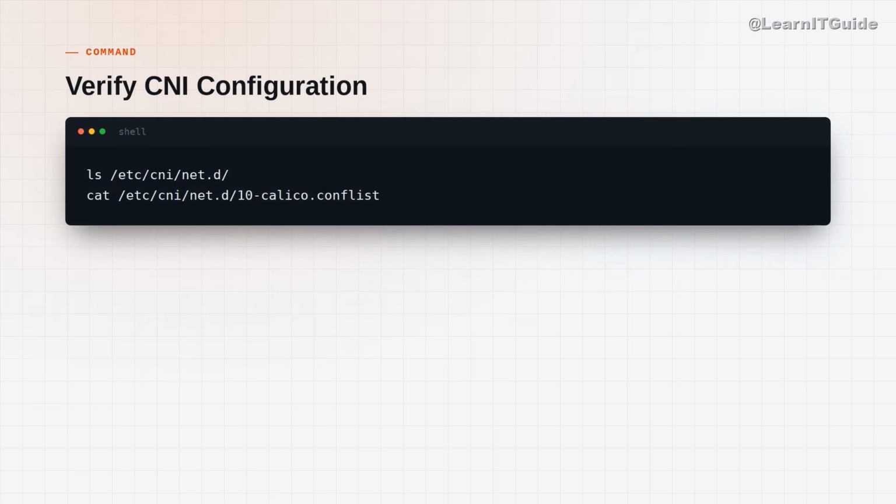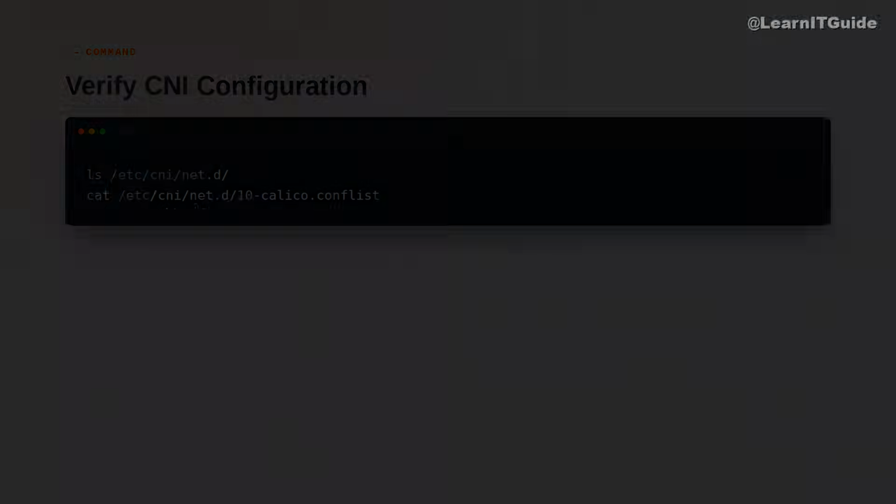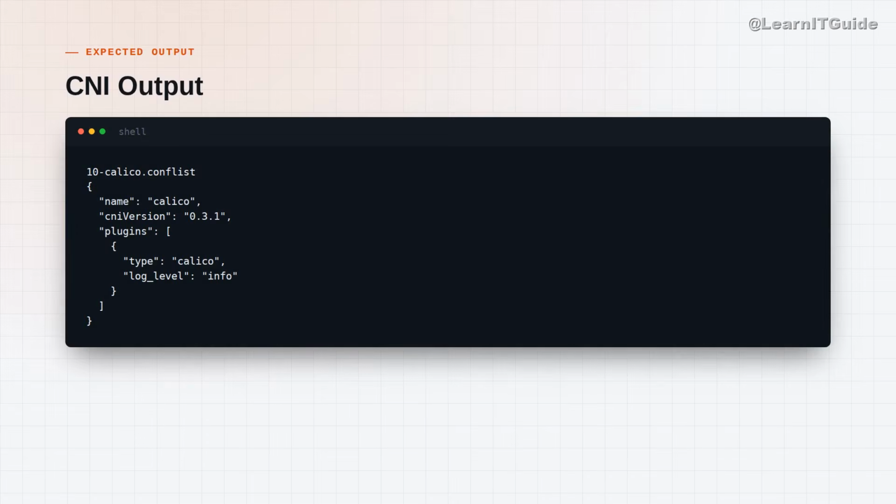Let us look at what is actually running on your node. We start by checking the CNI directory. This is where your plugin configuration lives. On this system, we are using Calico, so you see a configuration list file. This file tells the CNI how to assign IPs to your pods. Perfect. This output confirms the CNI is initialized. You see the plugin type is Calico. This tells you that Calico is the engine responsible for pod-to-pod routing. If this file were missing, your pods would never get an IP address.